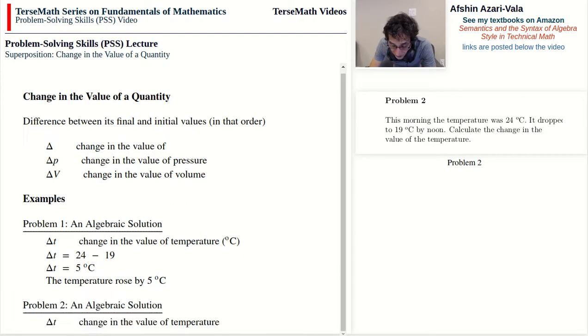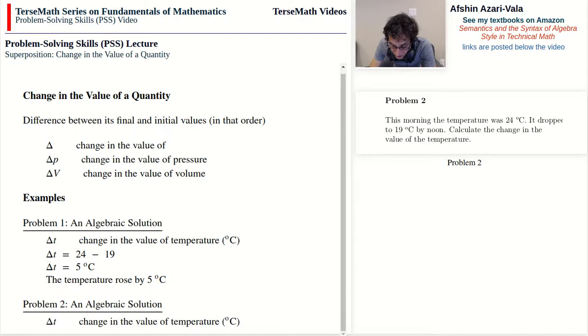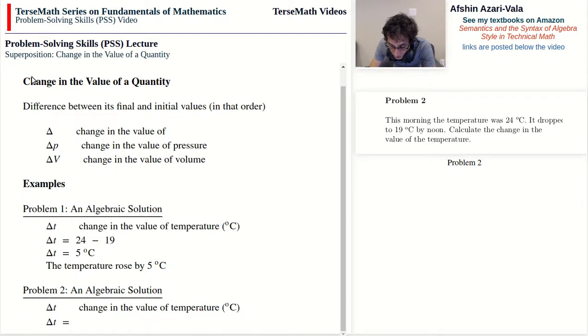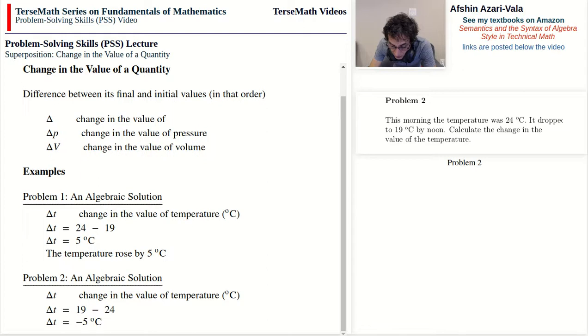Again, delta T is the change in the value of the temperature in degrees Celsius. And delta T becomes equal to, now again, note that this time 19 is the final value. And so we put down 19 minus 24. And this means that delta T is equal to negative 5 degrees Celsius. The negative sign indicates that the temperature dropped.